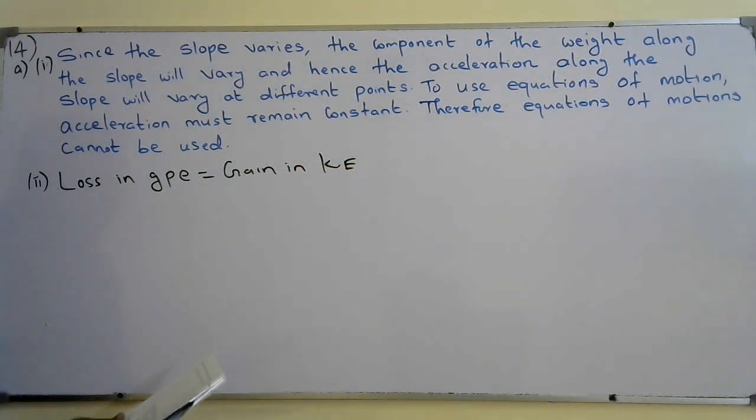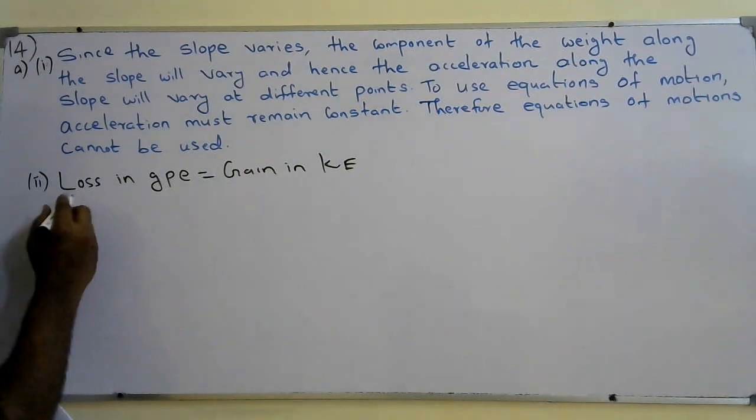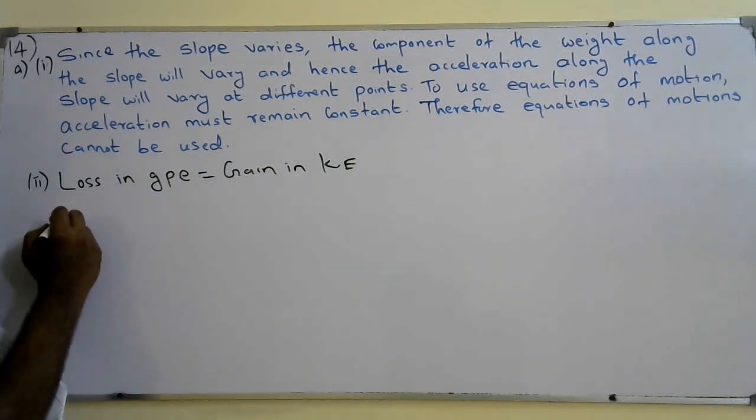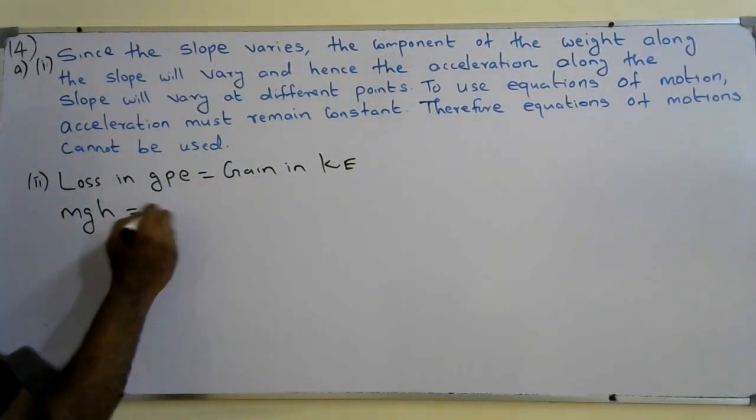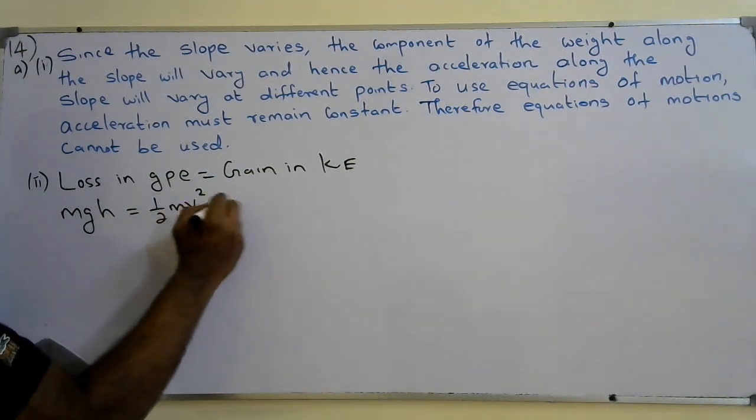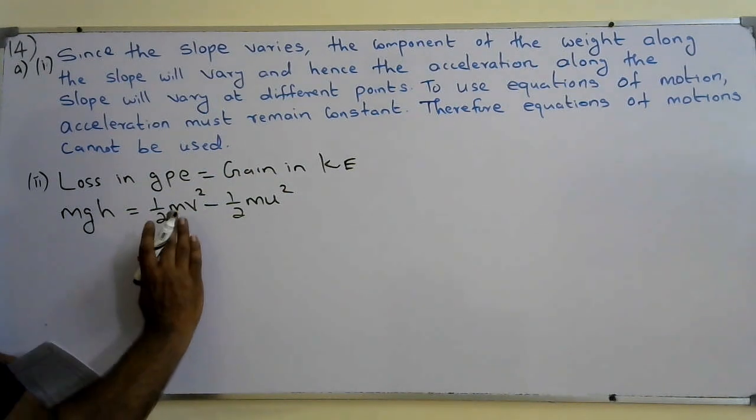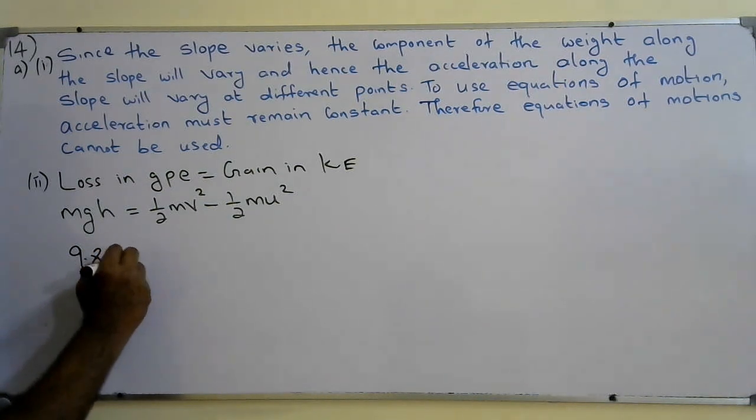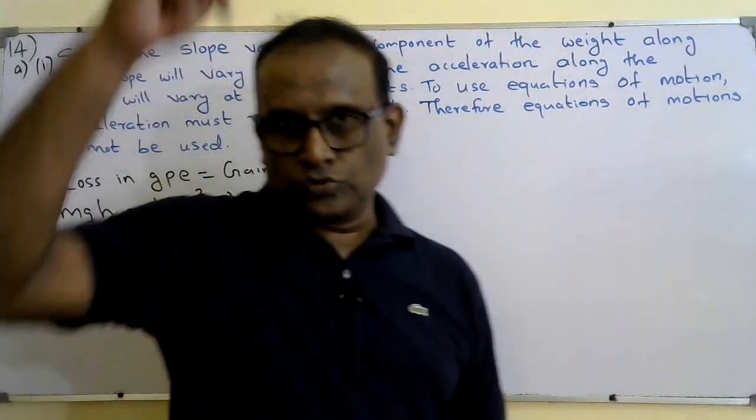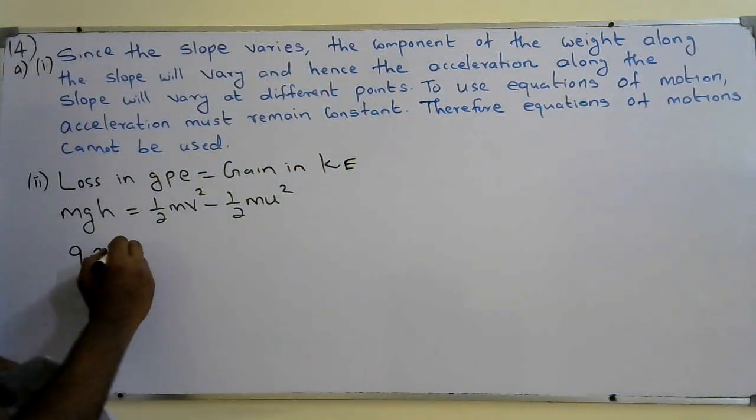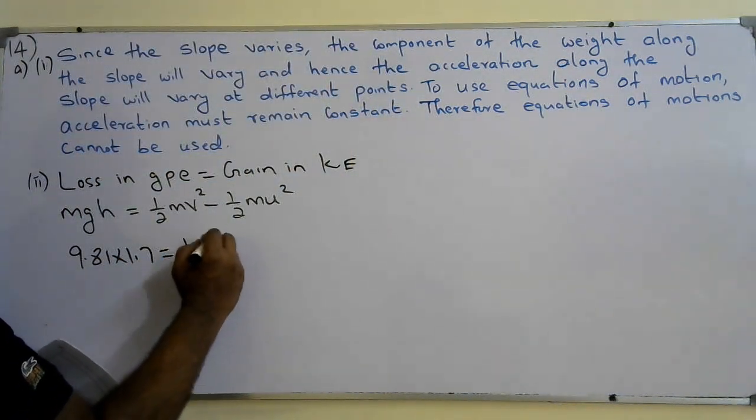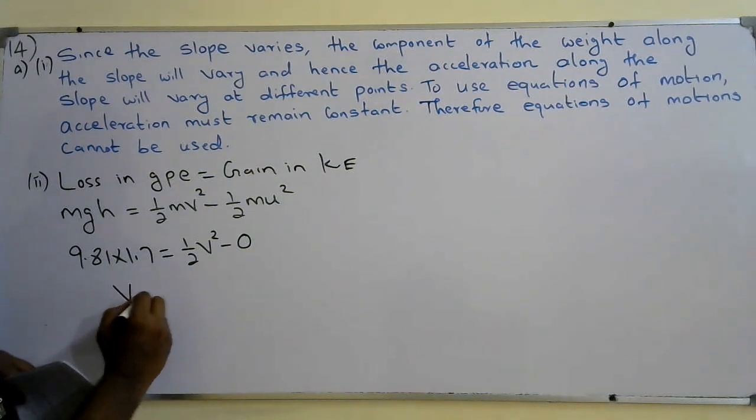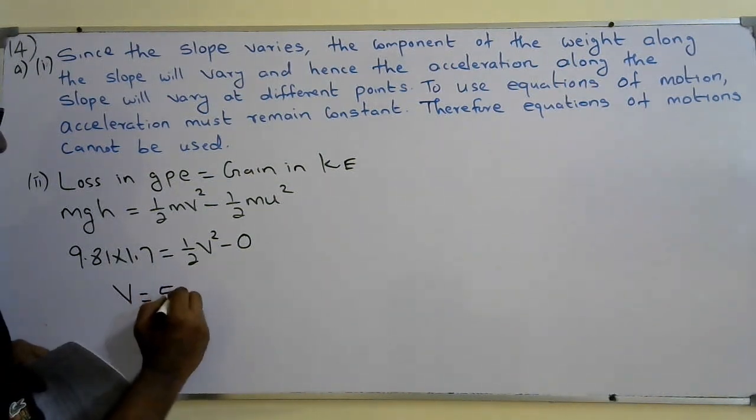Gain in kinetic energy. So actually the mass of the child is not necessary here because it's going to get cancelled on both sides. Loss in GPE, mgh, equals gain in kinetic energy, half mv squared minus half mu squared. Gain means final kinetic energy minus initial kinetic energy. All the mass will get cancelled. So 9.81 into the vertical height. h is the vertical height through which it moves down. So that is 1.7 meters equals half v squared minus, the child is moving down from rest, the question says, so 0. Find the v. The speed at the bottom is 5.77 meters per second.